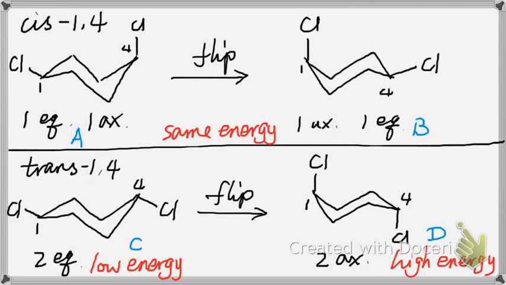Can you give the order of the energy of the molecules from the highest energy to the lowest energy? Just now we've mentioned A and B are equal. C is lower than D. Now you need to compare C to A and D to A. So A and B should be in between, right?